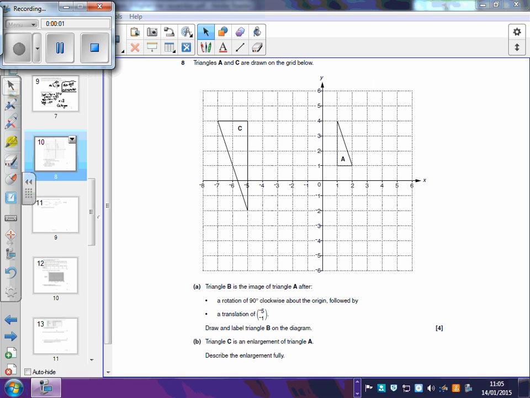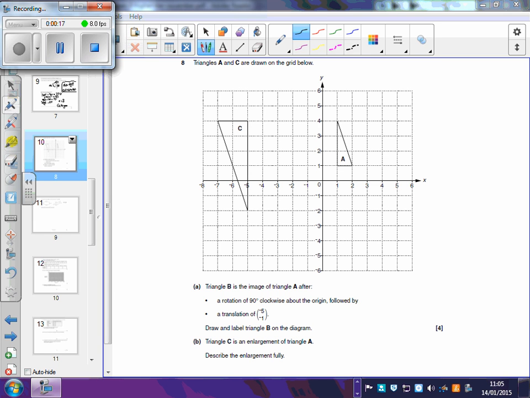Question 8 we've got is about transformations. First thing we need to do is draw triangle B. This occurs after we do a rotation of 90 degrees clockwise around the origin, followed by a translation of -5, -1. Alright, so let's start with the 90-degree clockwise around the origin.